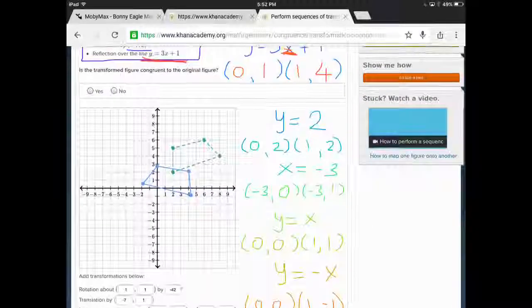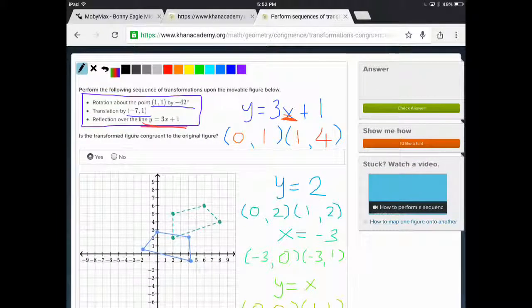Now, is this transformed figure congruent to the original figure? Yes, it is. It is always going to be congruent so long as you did not do a dilation. If you had to change the size of the image, then it is no longer congruent, but otherwise it is always going to be congruent.